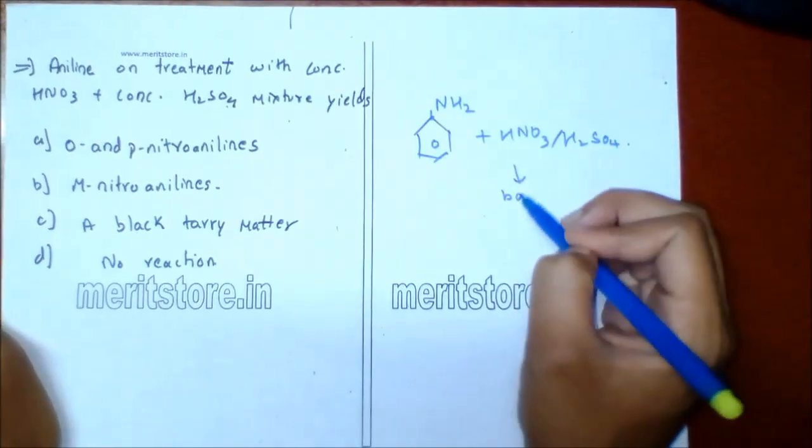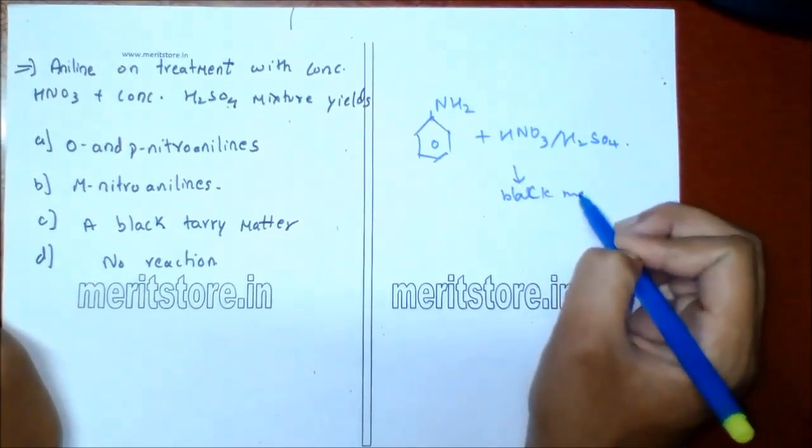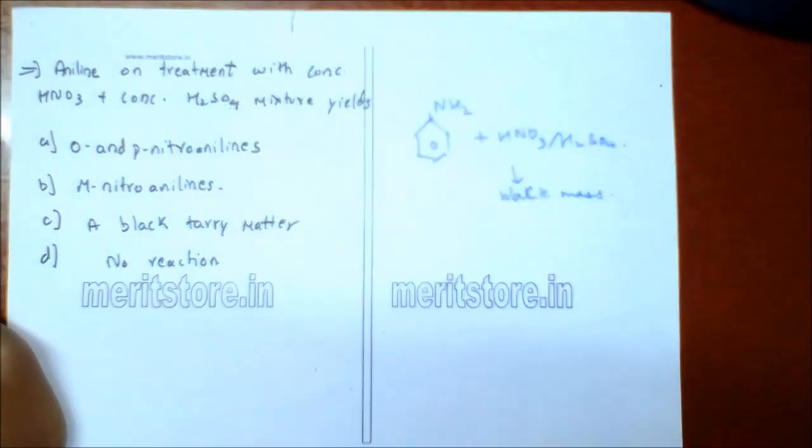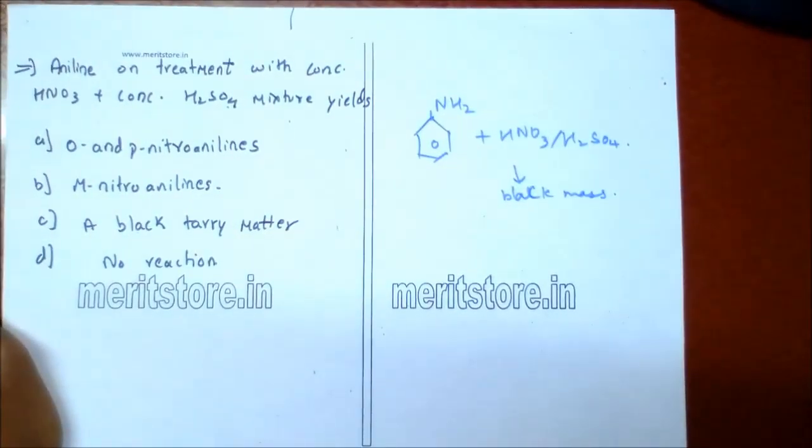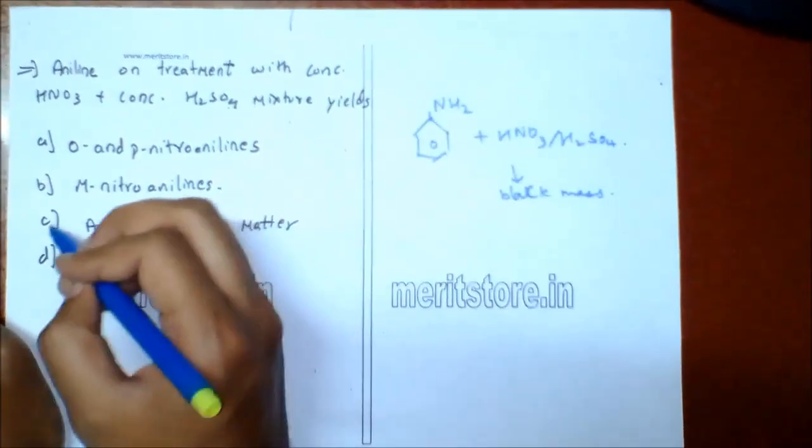mass. Nitration of aniline without protecting the amino group is not possible because HNO3 is a strong oxidizing agent which oxidizes aniline, so it forms black mass, option C.